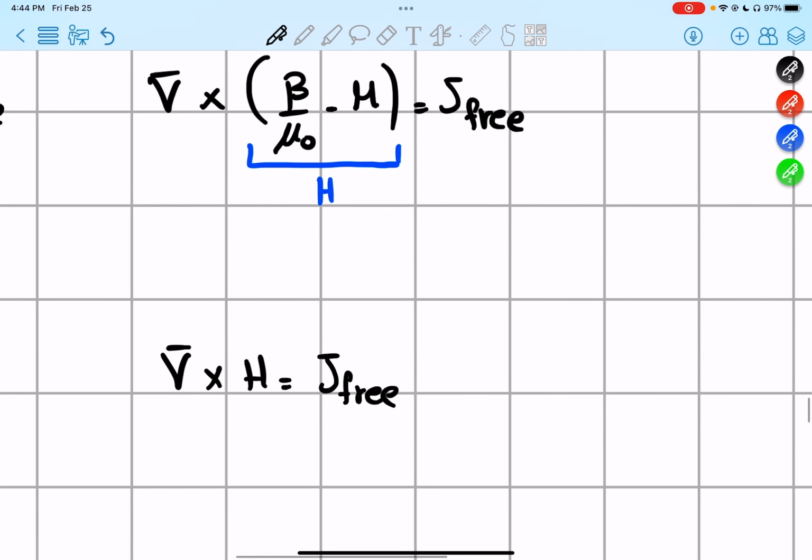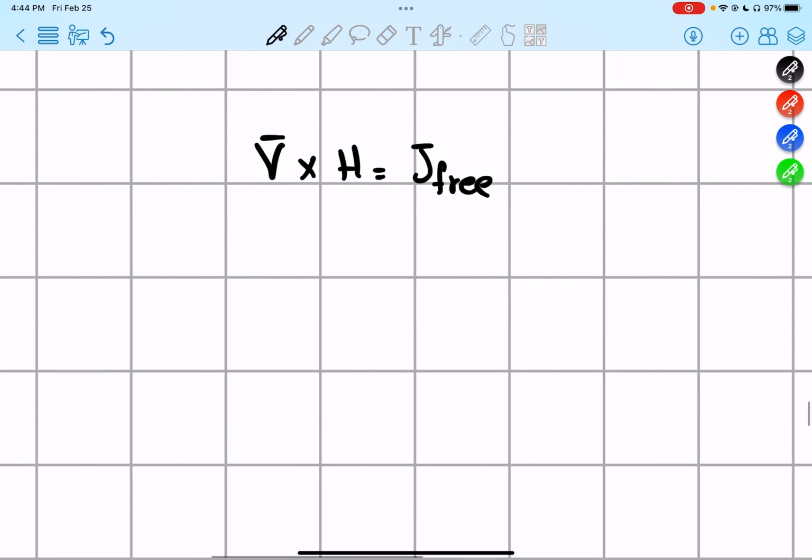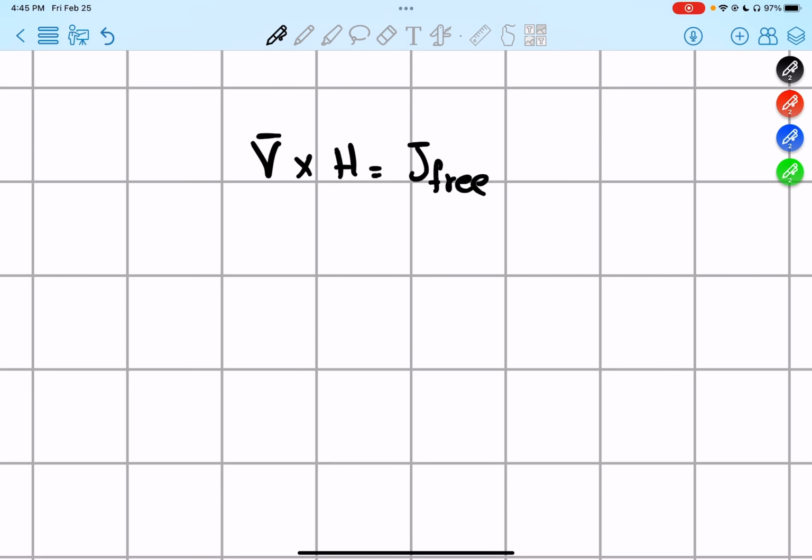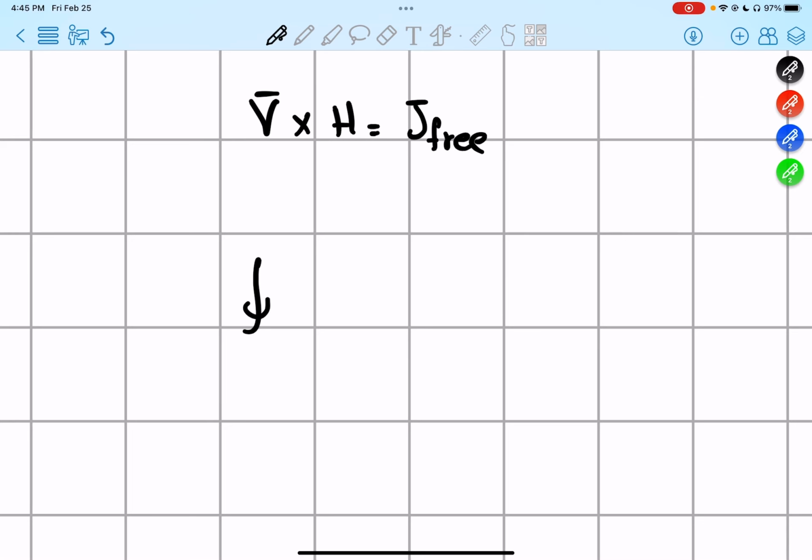We can exploit Ampere's law, because this is pretty much Ampere's law, and write it in integral form. So we know that the integral over a closed circuit of H is going to be equal to the current enclosed. The free current enclosed, of course. We're going to write it I free enclosed.